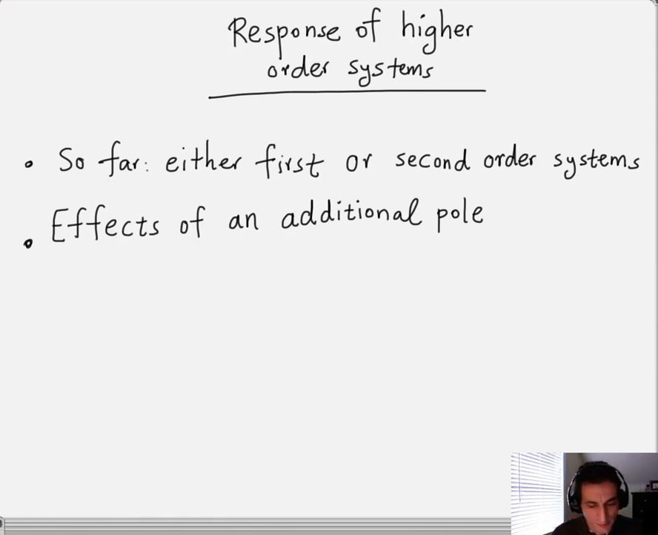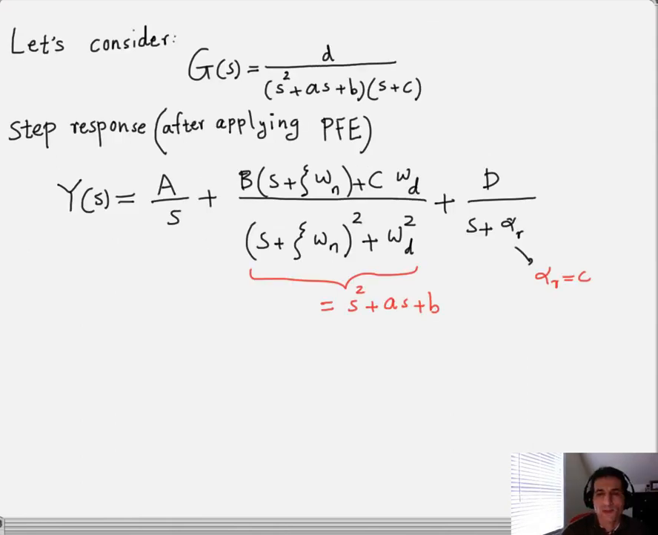So in this section, I'm going to examine the effect of an additional pole on the second order system response. And in the next part of this lecture, I'm going to talk about the effect of a zero. Now let's consider a third order system that has a pair of complex conjugate poles described by s squared plus as plus b, and another simple pole at s equal to negative c.